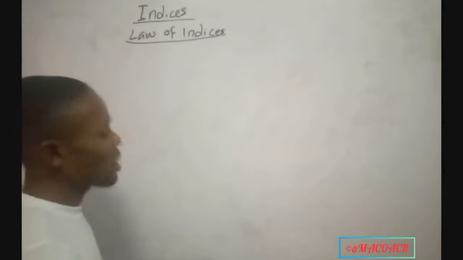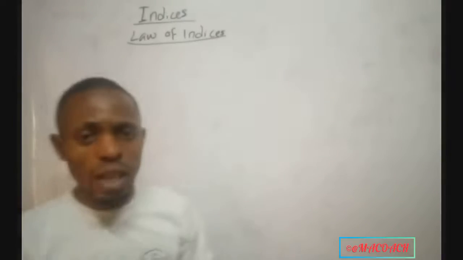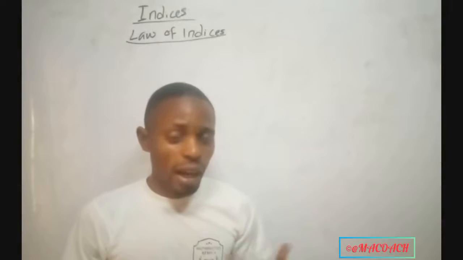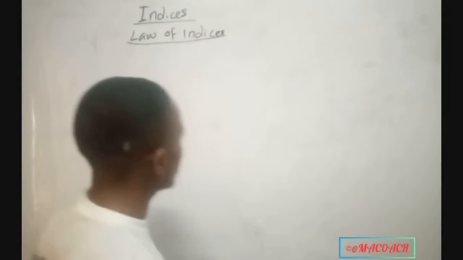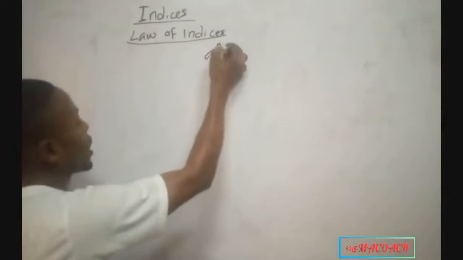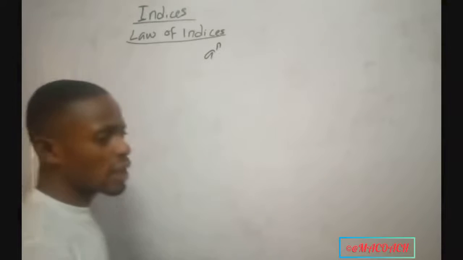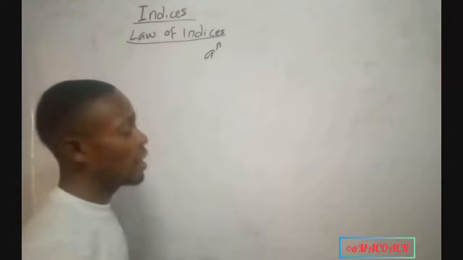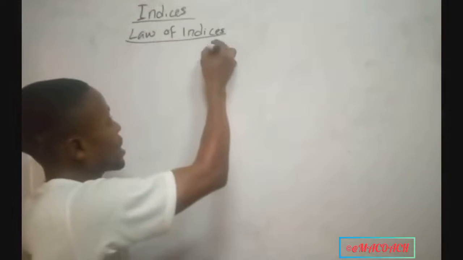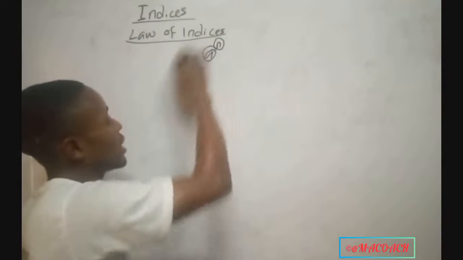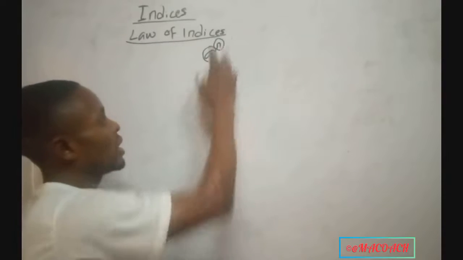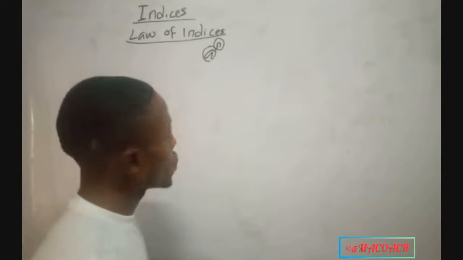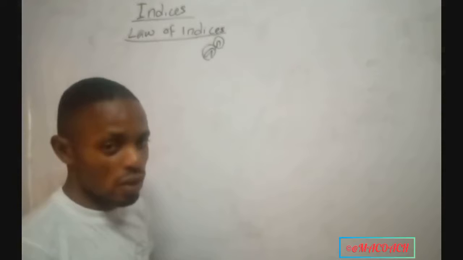When we are talking about indices, it has two parts: the base and the index. It can be expressed as a raised to the power of n. When you see an expression like this, these are indices because it has two parts. The base is a, while the index is n. So now let's go to the laws of indices.